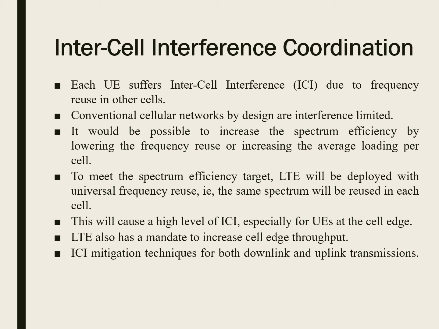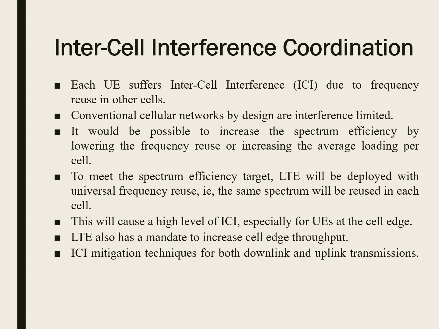This will cause a high level of inter-cell interference, especially for a user equipment at the cell edge. LTE also has a mandate to increase the cell edge throughput. So, in order to mitigate the ICI, we require different techniques which will be used for both downlink and uplink transmissions. These techniques we call ICI mitigation techniques.